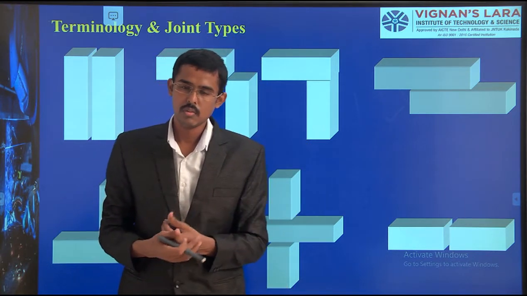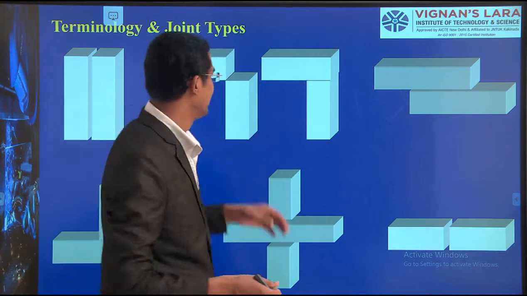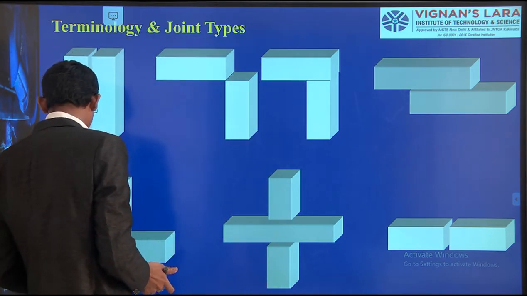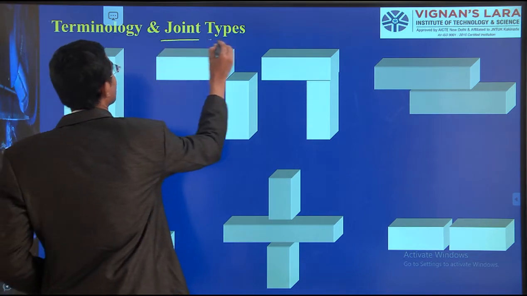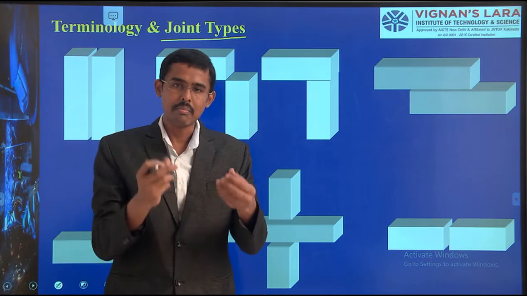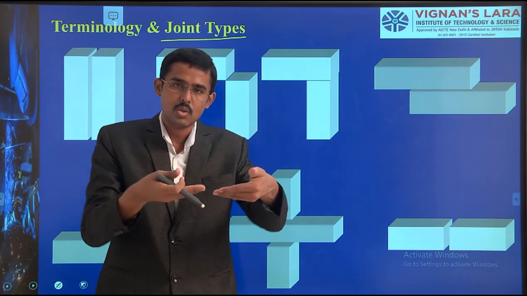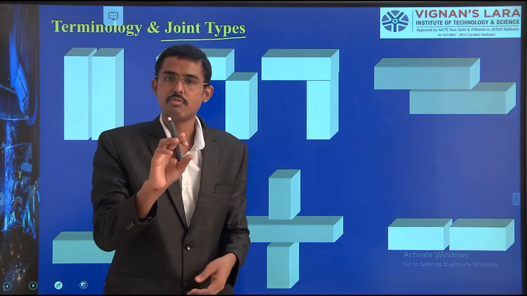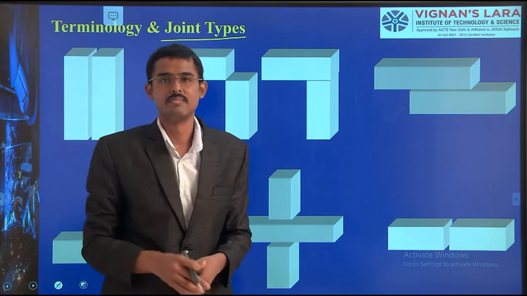Now, we will move over to the types of joints available. What are the types of joints available? So, first, we want to prepare the members, the two work pieces, to make a joint. Then we are going to weld there. So, types of joint, types of weld.